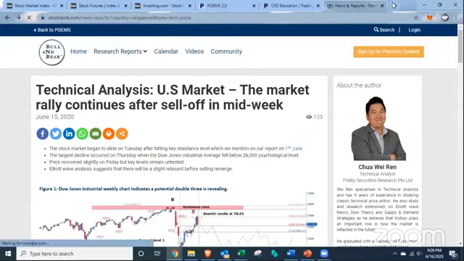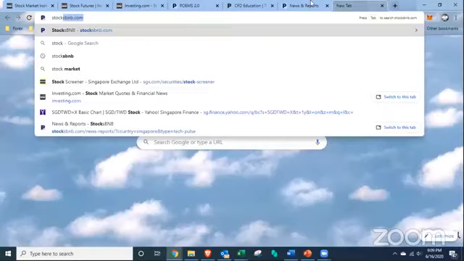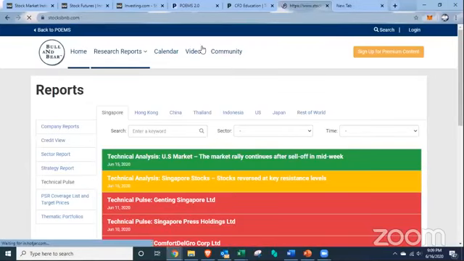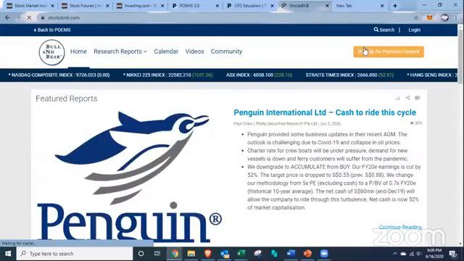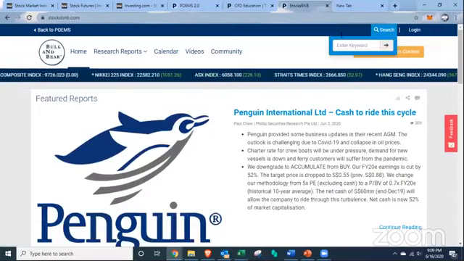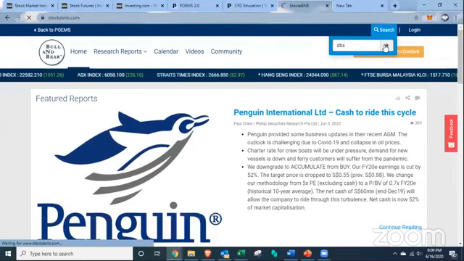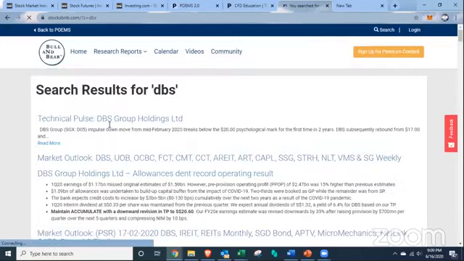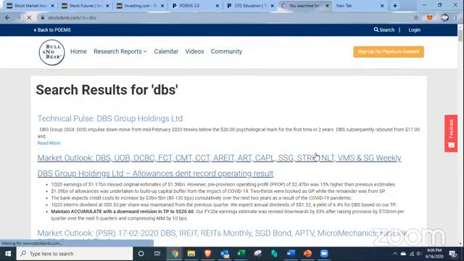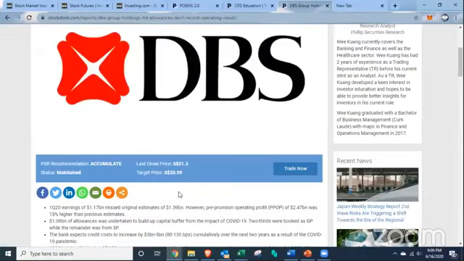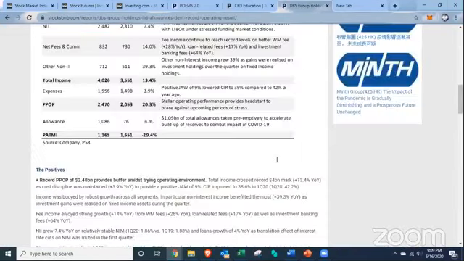In case you are interested in fundamentals, there are a lot of fundamentals over here. You just key in the company name, let's say DBS. I want to see what the DBS fundamental is. This one is technical, and then I see DBS also, they tell me the fundamentals of DBS, what the potential price is, and what the closing price is.